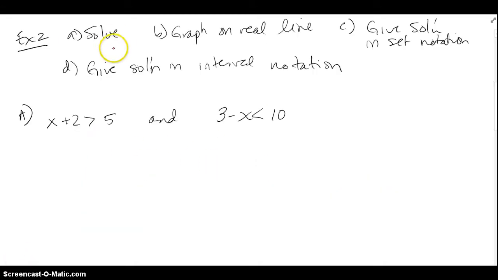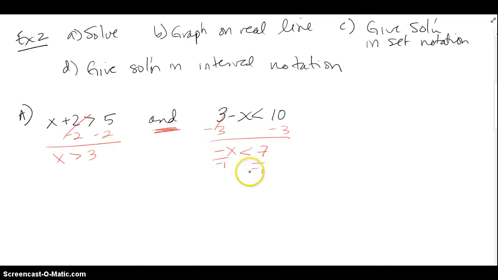Next example, we got to do 4 things: solve it, graph it on the real line, give the solution in set notation, and also in interval notation. So let's go ahead and solve the inequality first. That's x is greater than 3, and subtract 3 from both sides, we get negative x is less than 7, and then remember dividing by a negative number requires you to flip the inequality. So it's this and that.